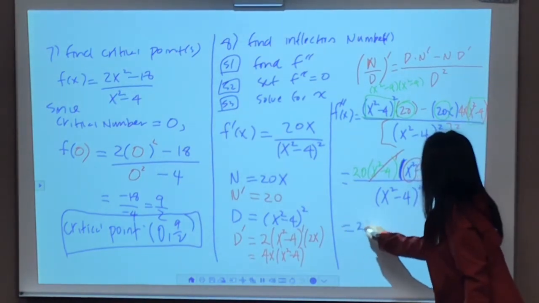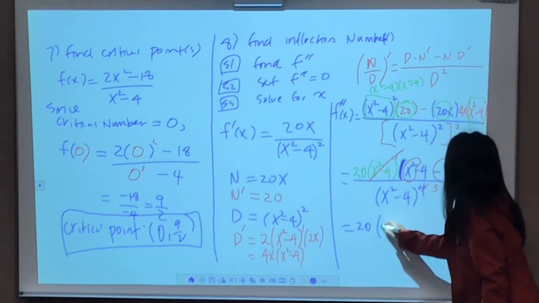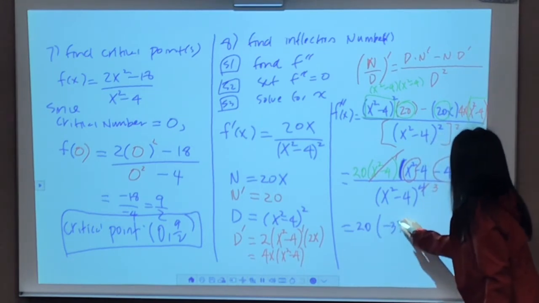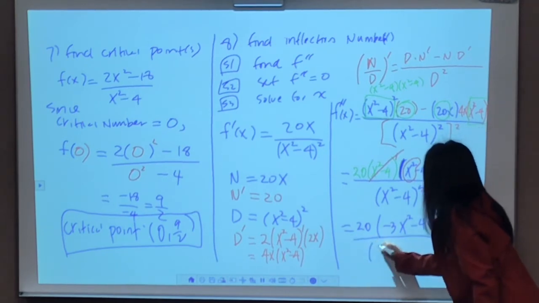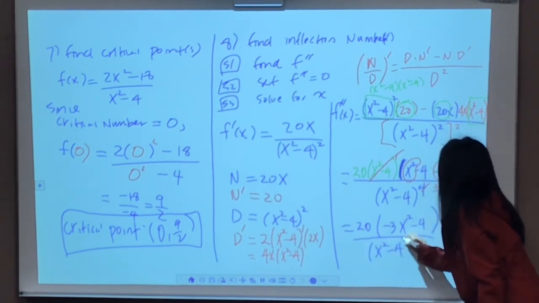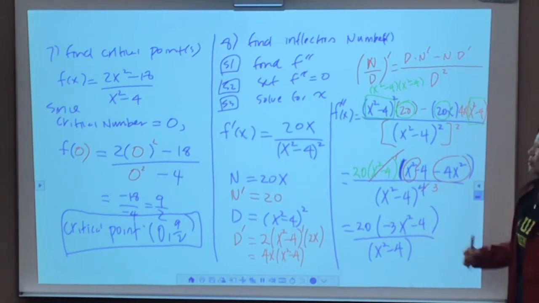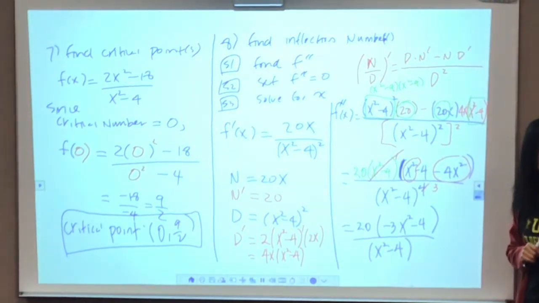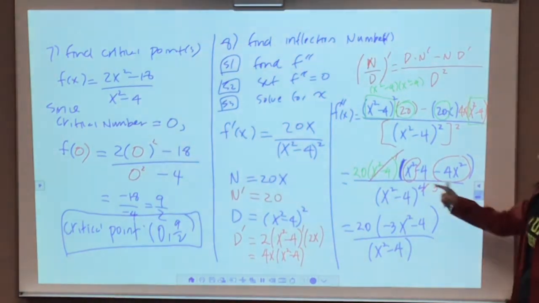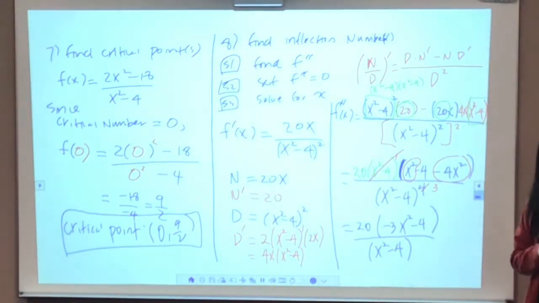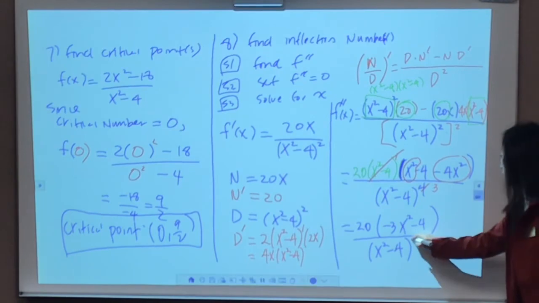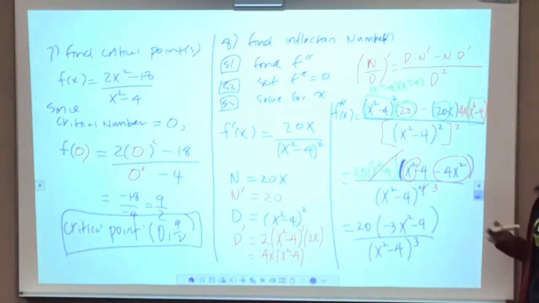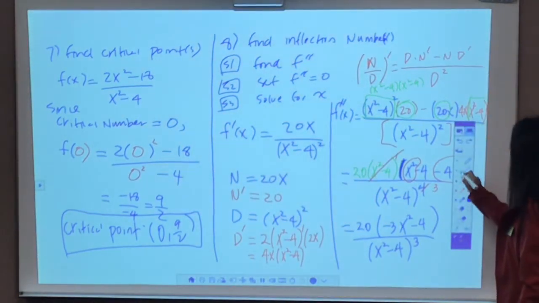I have 20 in the front, and I have a negative 3x squared minus 4, everything over x squared minus 4. All right, I'm good now. Just to be correct, you factored out a 20 and an x squared minus 4 right there. Should it be third power? Oh, yeah, third power, yes, I'm missing my third power, yes, thank you. You know, I'm always dropping my powers.